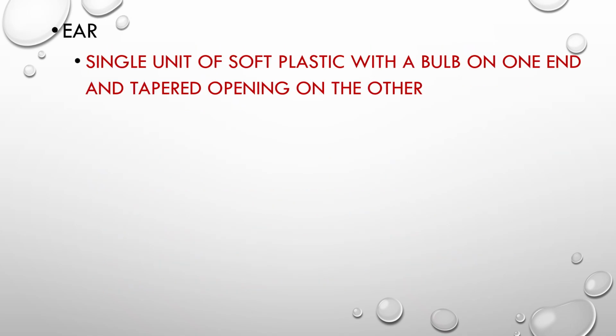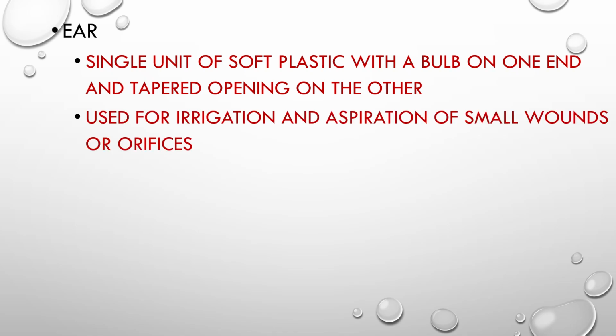Ear syringe, this is a single unit, usually soft plastic with a bulb at the end, so kind of a much smaller baster like the Asepto, but much softer, much smaller. This is used for irrigating and aspirating smaller wounds. So we have a large bulb for larger wounds, the ear syringe for smaller.